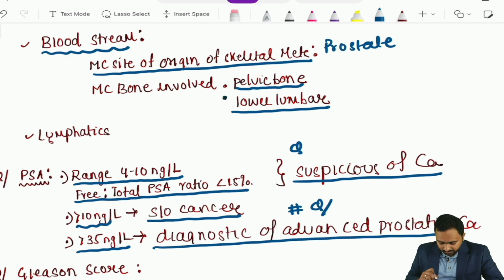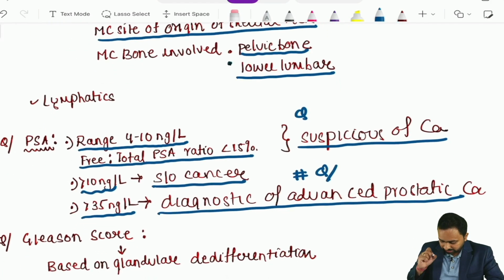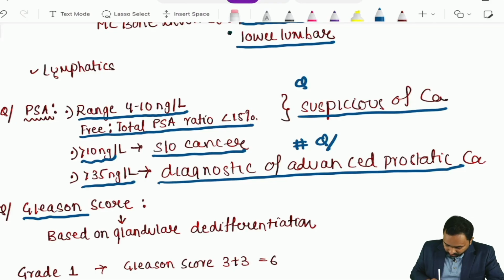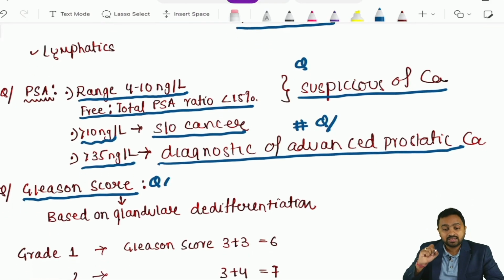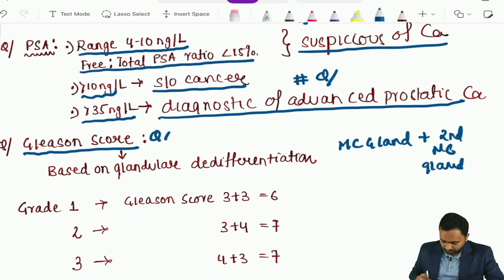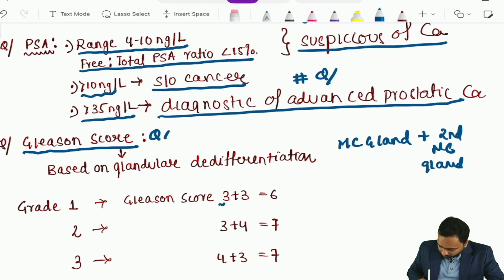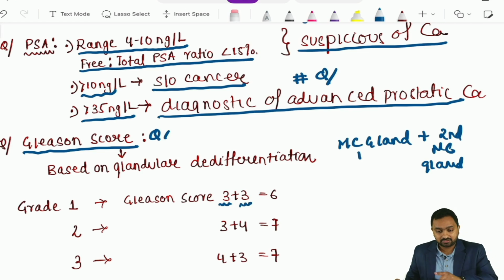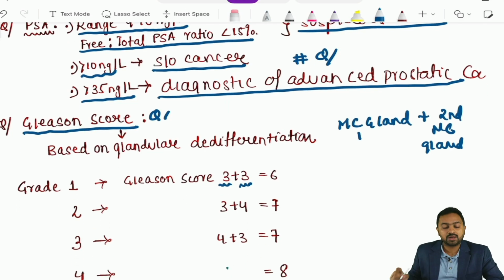Then another important histopathology score that we have is the Gleason score, right. It is based on glandular dedifferentiation. So, the most common gland plus the second most common gland. If you look over here, grade 1 is a Gleason score of 3 plus 3. So, most common gland 3 and second most common gland 3, that is a score of 6. Then you have a grade 2, 3 plus 4, and a grade 3, 4 plus 3, that is 7.